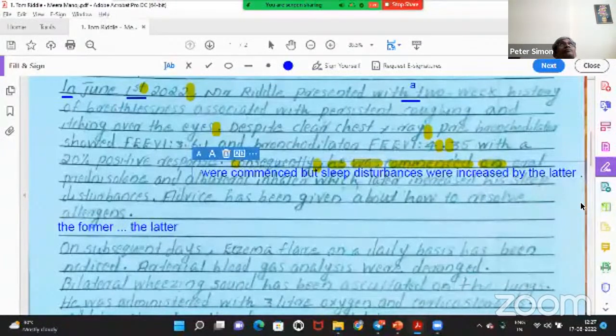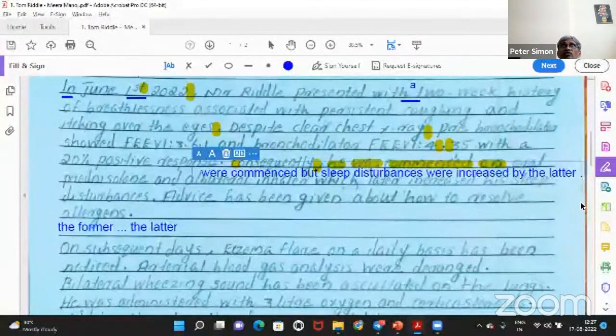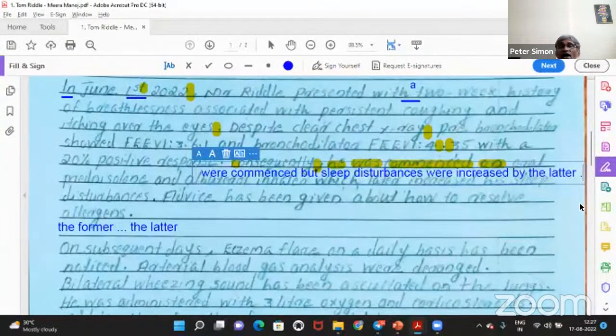See, for example, you can say like this. Mr. and Mrs. John left home, colon. The former went to office and the latter went to school. The former means the first one, Mr. John. The latter means Mrs. John. So like that, no need to write again Mr. and Mrs. again and again. That is quality of English. So you can write like that.